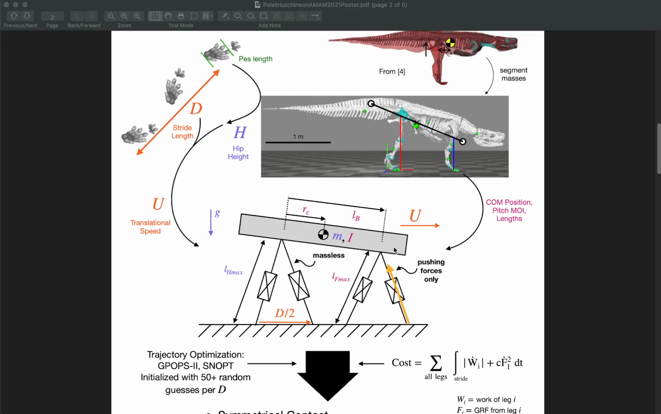Now, the advantage of such a simple model is that we can use trajectory optimization. We can do a ton of different guesses, and we can find an optimal solution that doesn't pre-specify contact sequence. So we can have basically any symmetrical contact sequence the optimizer chooses. And we can look at all the different solutions from the different guesses and choose the best one. So this is sort of a pseudo-global optimization procedure.